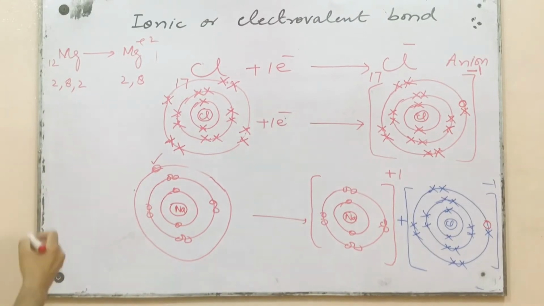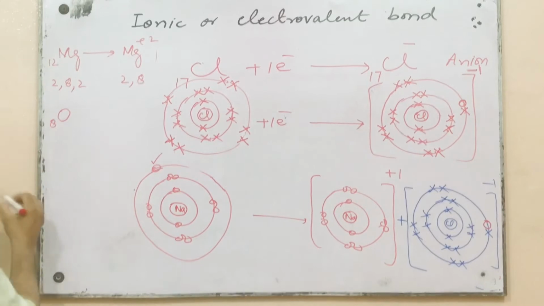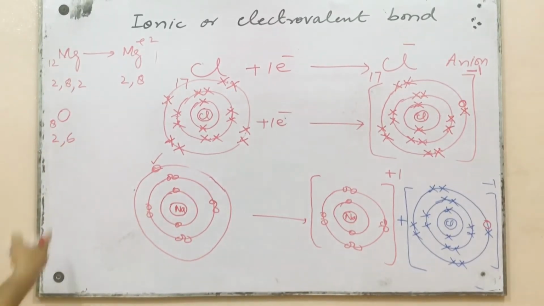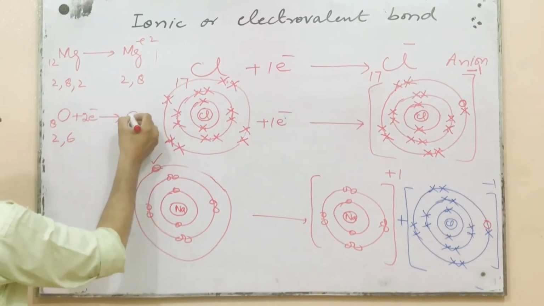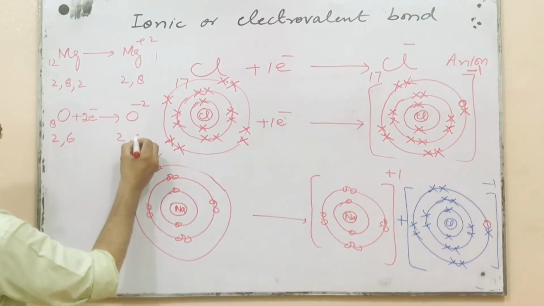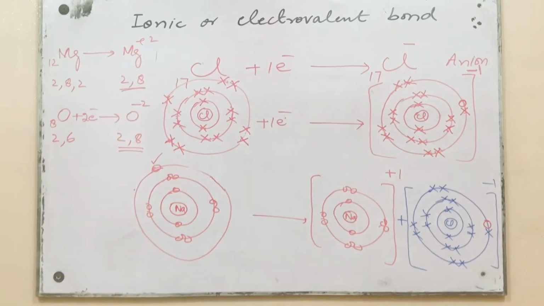In the similar manner, oxygen has proton number 8, electronic configuration 2,6, and to complete its last shell it gains 2 electrons and becomes oxide ion with -2. Now the electronic configuration comes to 2,8. This electronic configuration is of a noble gas.